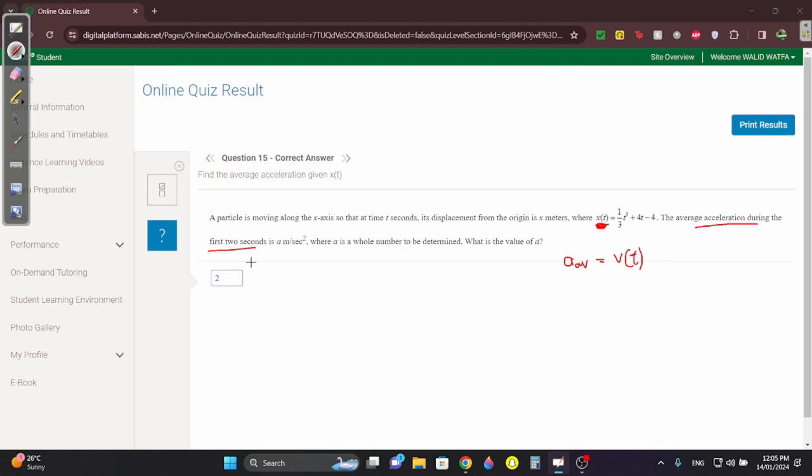So some people get mixed up when they say first 2 seconds. They're just going to put time equals 2 seconds. Okay, and they're going to think they're asking about the instantaneous acceleration, but no. First 2 seconds means time is 0 and time is 2. So these are your two times when you say first 2 seconds. So how do you do it?